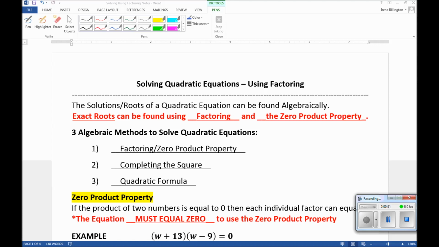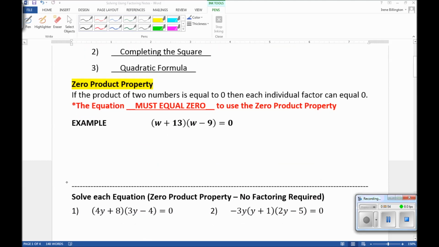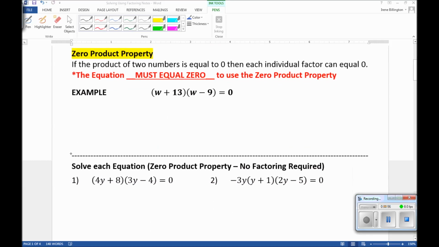So what is the zero product property? The zero product property says if the product of 2 numbers is equal to 0, then each individual factor can equal 0. Please note, your equation must equal 0 if you are using the zero product property. So from this first example, we can see that we are multiplying 2 factors, w plus 13 and w minus 9, and those 2 factors equal 0.